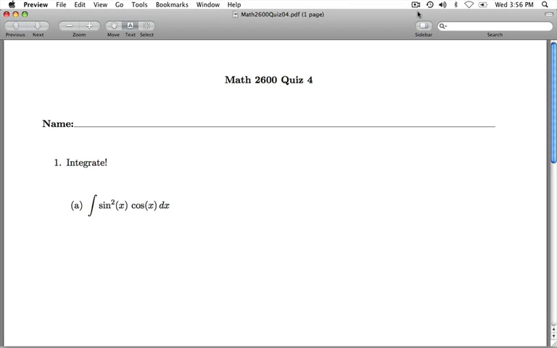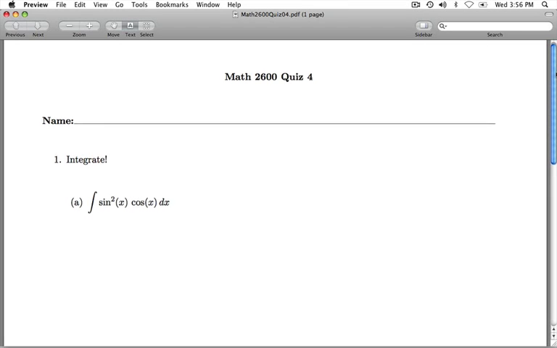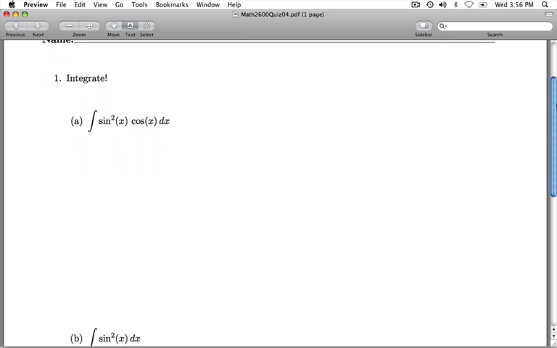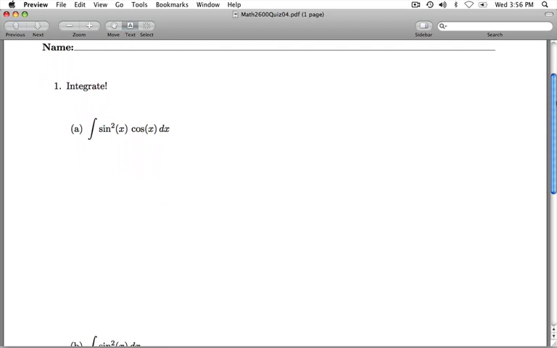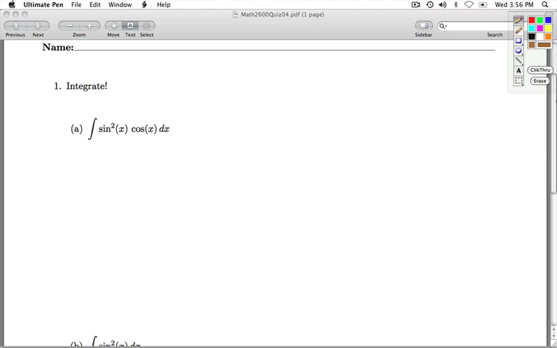Hi folks, this is Calc 2 Quiz 4. We have a couple of integrals to handle here. We're asked to integrate sine squared x cosine squared x dx.